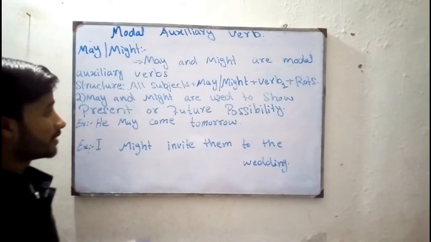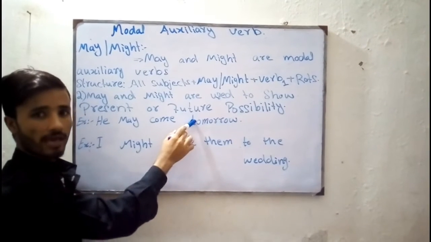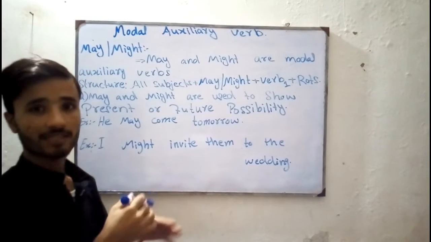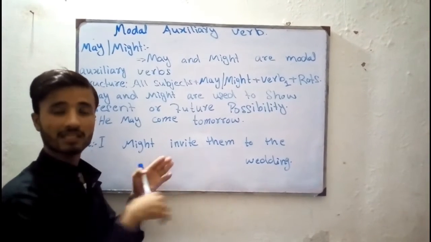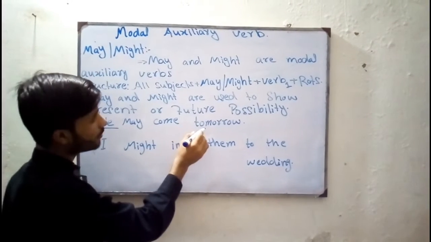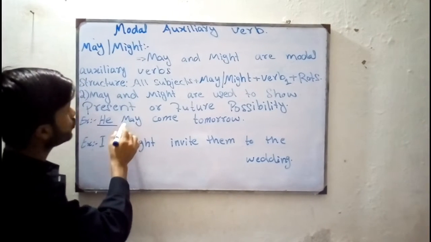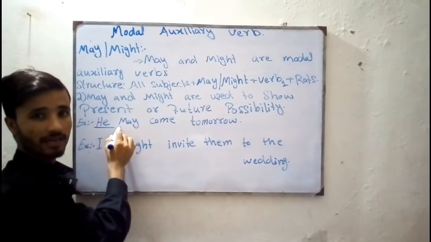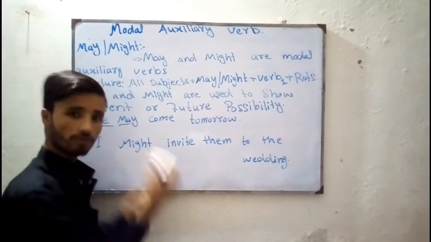So see the example. After the example you will come to know. He may come tomorrow. If I explain this sentence in English, it means that it is possible for him to come tomorrow. It is possible for him to come tomorrow. He may come tomorrow. Is this clear? As we know, you can say that it is used to show possibility. May and might are used to show possibility. So it is possible for him to come tomorrow.